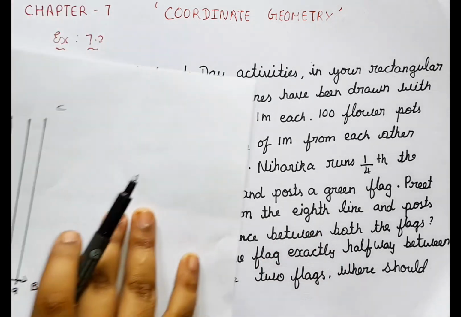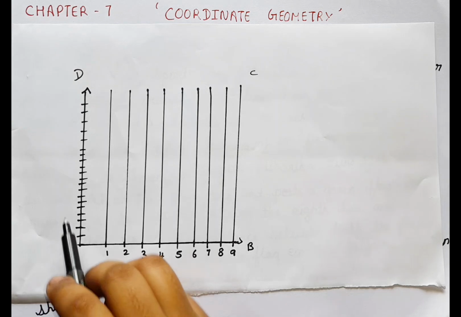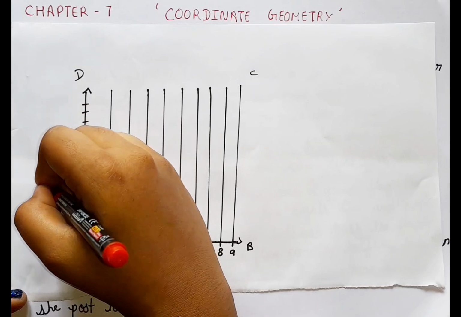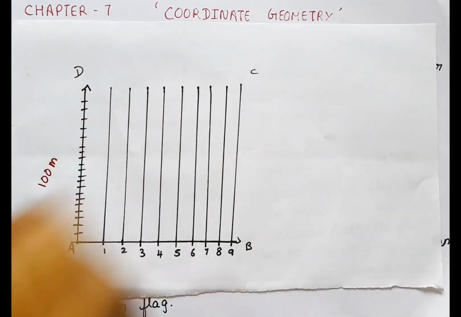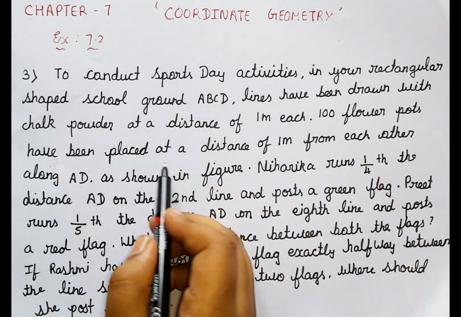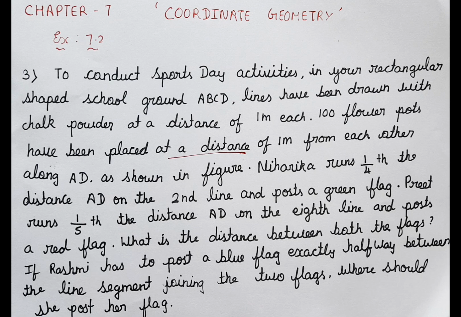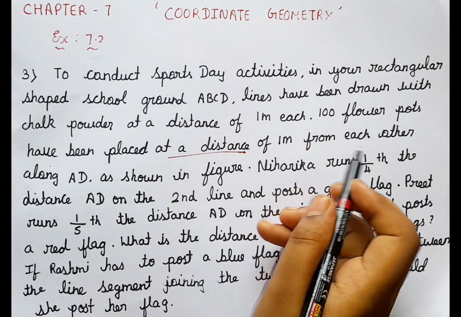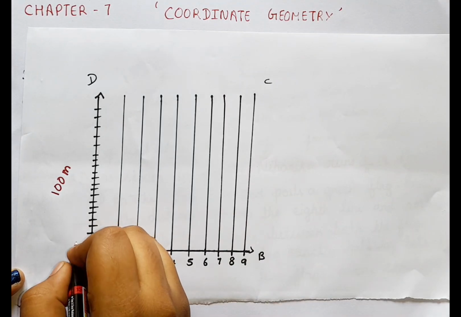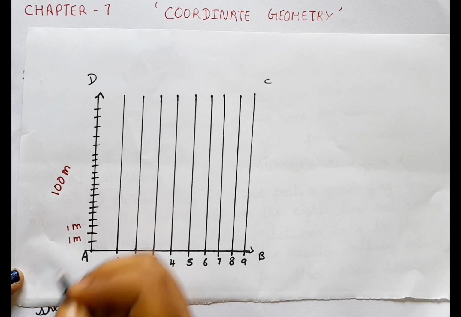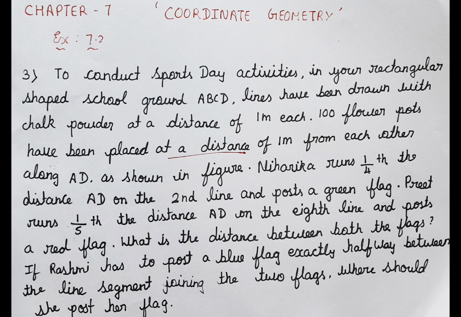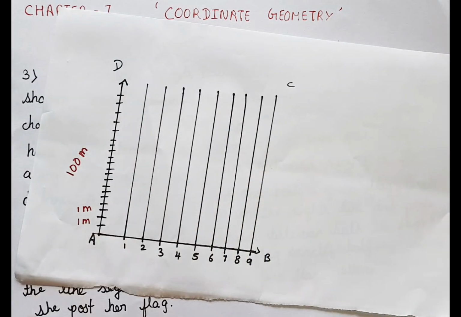Since the flower pots are placed between A and D, they cover a distance of 100 meters. Why? Because 100 flower pots are placed at a distance. That is really important: at a distance of 1 meter from each other. So if there is a flower pot here, the next one will be here, like that, 1 meter difference. And as it is along AD, it is between A and D. That is the meaning.